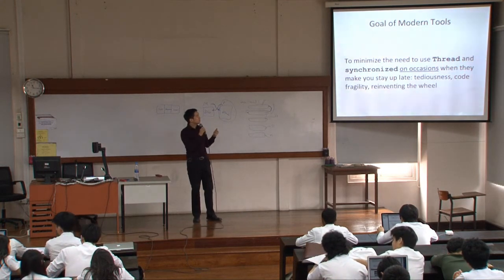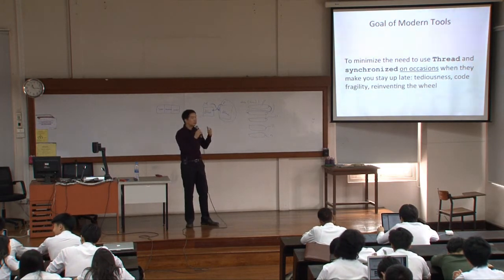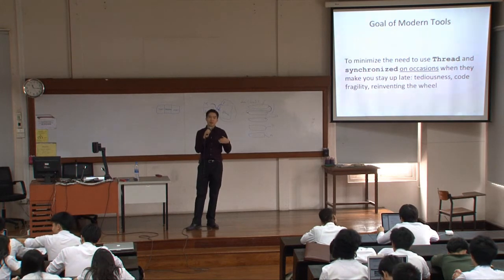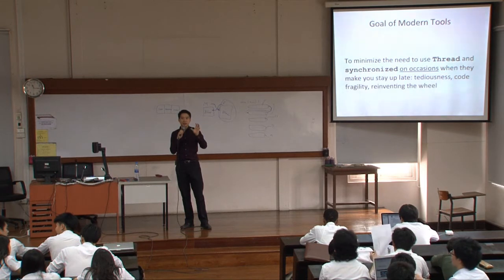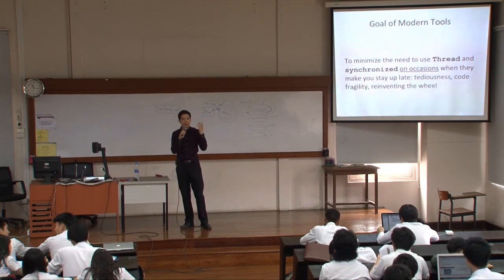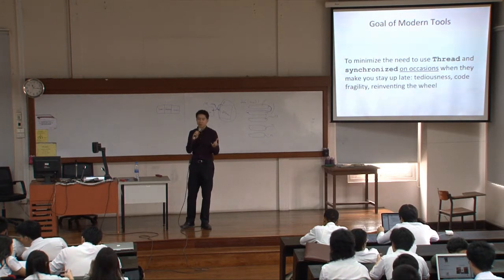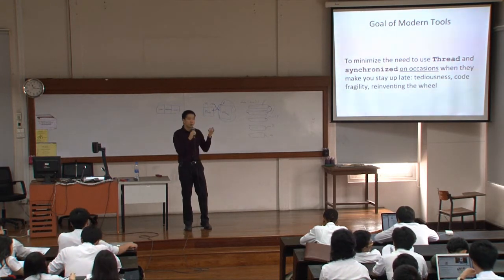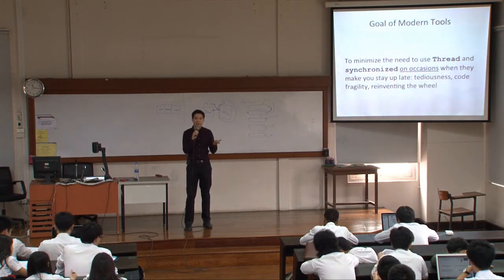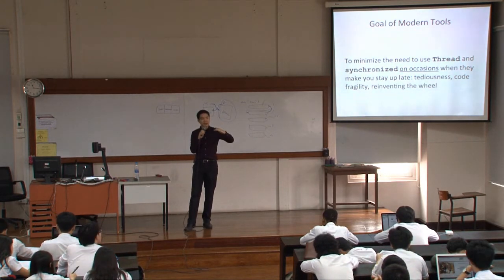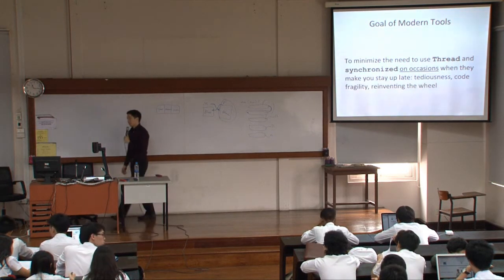And with the modern tools, you don't have to reinvent the wheel, okay? By that I mean there will already be some classes in the modern tools that have been implemented for you, whereas if you didn't have them, you would have to implement them on your own. And code fragility, we already discussed that. And tediousness, we've already seen that as well, for example, having to put synchronized on all the methods.